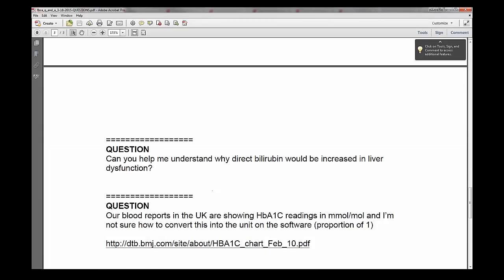Okay, can you help me understand why direct bilirubin would be increased in liver dysfunction? Well, it's an important thing to grasp. When we're talking about bilirubin, total bilirubin is composed of the direct and the indirect form. The direct bilirubin is the form of bilirubin that has been through the liver and conjugated by the hepatocytes. In the process of conjugation, bilirubin is made water-soluble so that it can be excreted in the urine or in the digestive tract.